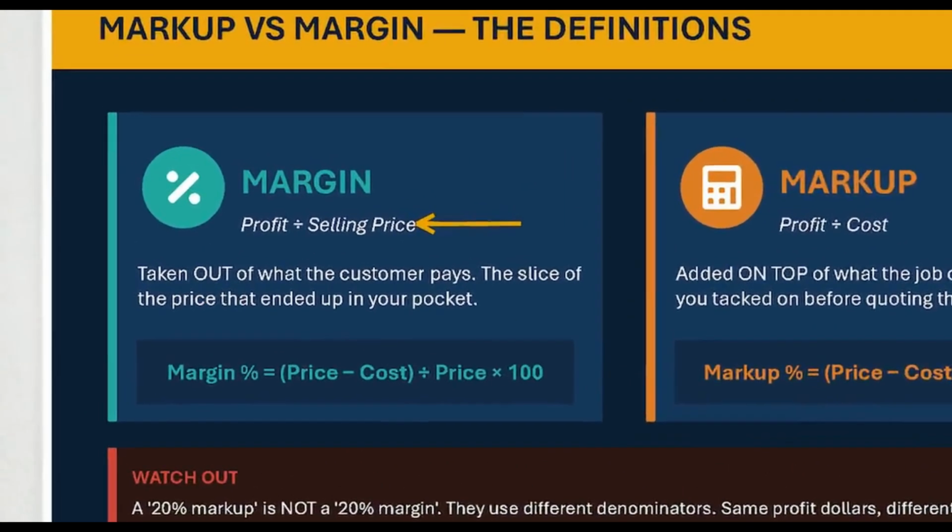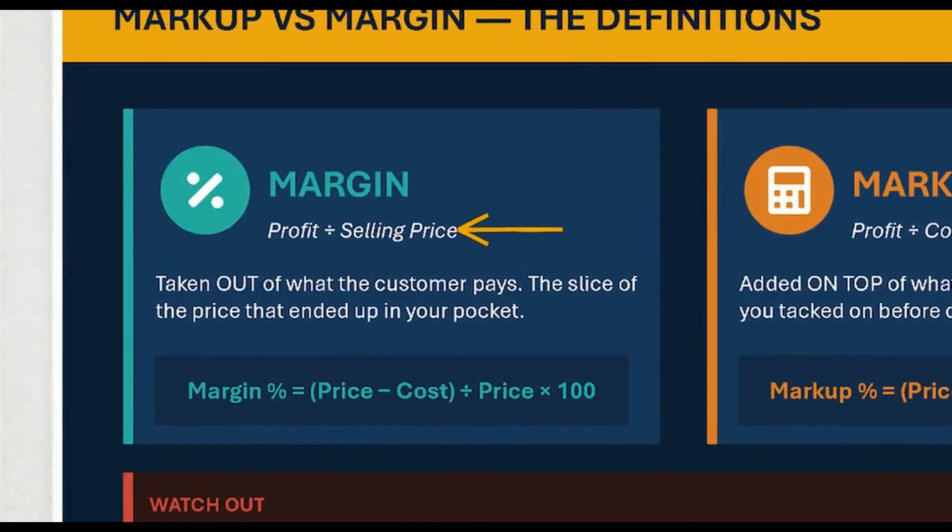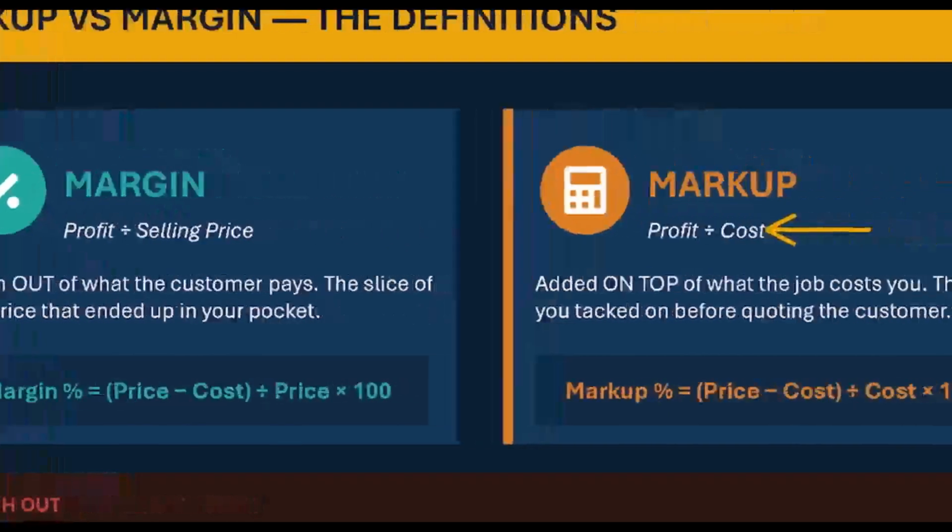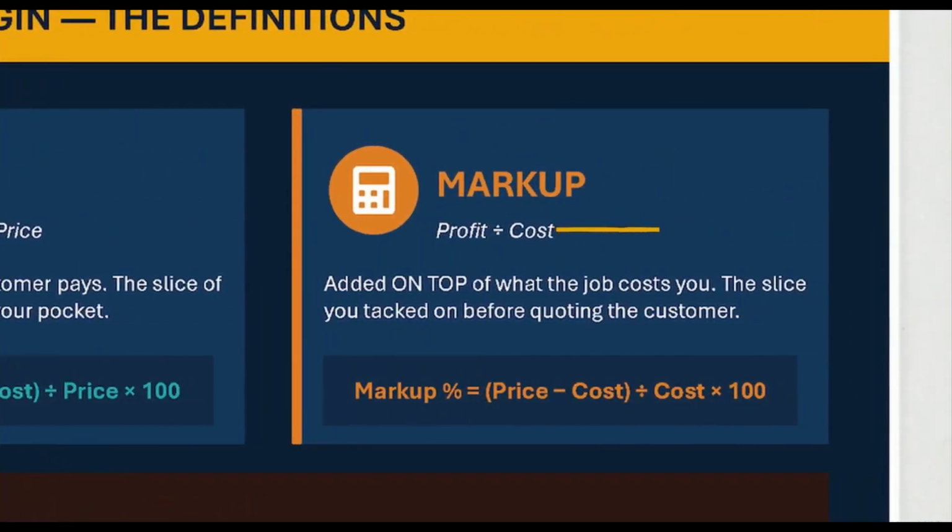Look closely at the margin formula. The calculation divides profit by selling price. Margin is the slice taken out of the final customer payment. Now look at markup. Here, the denominator is the cost. Markup is simply the percentage you tack on top of your job costs before quoting the client.